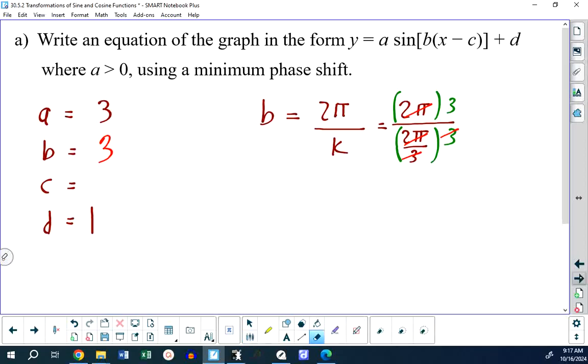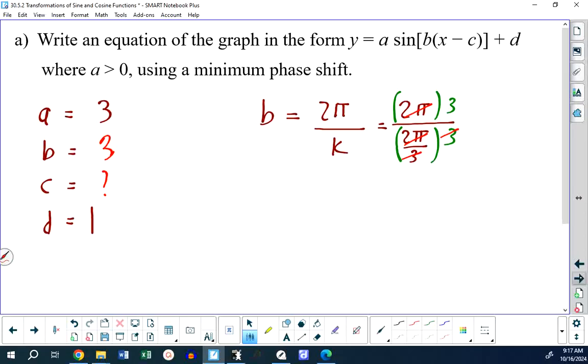So now, how do we find c? This is the tricky part, okay? This is the difficult part of this lesson. What we are going to do is leave c to the end, and we are going to sketch what this function would look like when a is 3, b is 3, and d is 1, but there is no c. Okay? So this is a sine function that's going to start in the middle going up, and it's going to repeat every 2 pi over 3 radians. Are you with me on that?